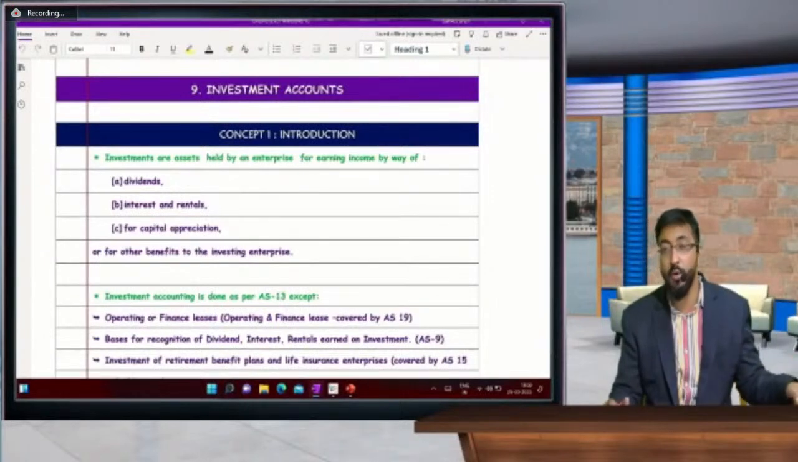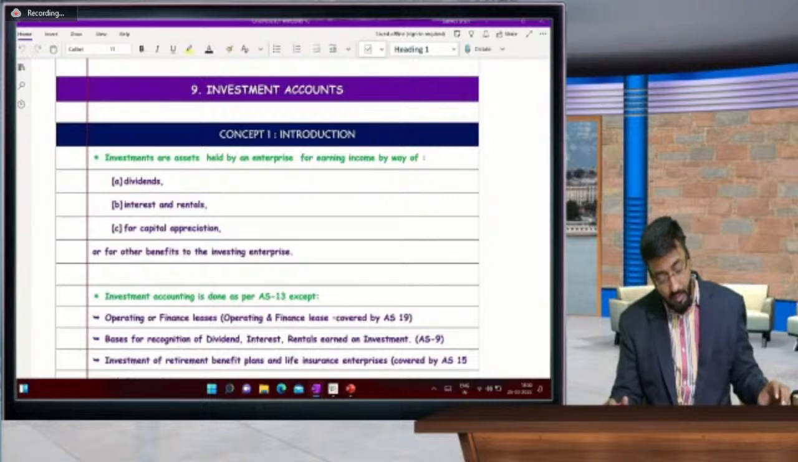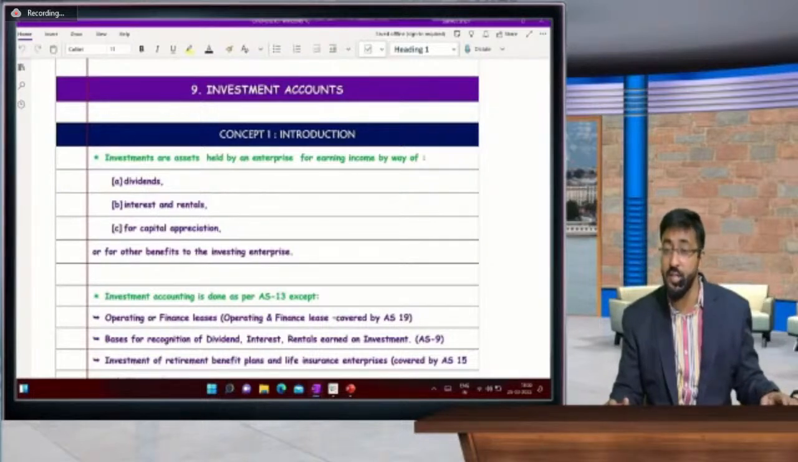I hope you have completed the DRR investment account, redemption of debentures, how to create DRR, and when to transfer DRR. So all these entries and balance sheet pro formas. Today we are going to start with a fresh chapter, which is investment account.